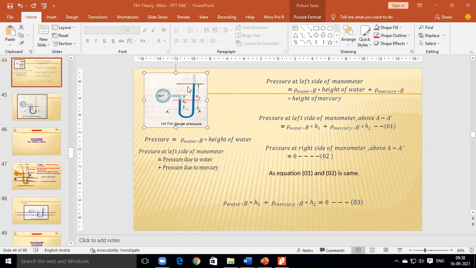Which one is the datum line? We have in this figure three lines: A dash, this middle line and this top line. What is the meaning of datum line? The datum line passes through the lower level of mercury in the U tube. It may be the left limb, it may be the right limb, the lower side of mercury in the U tube. So tell me, out of these three lines, which one is the datum line? A dash. Any other? Tell me which one is the datum line?